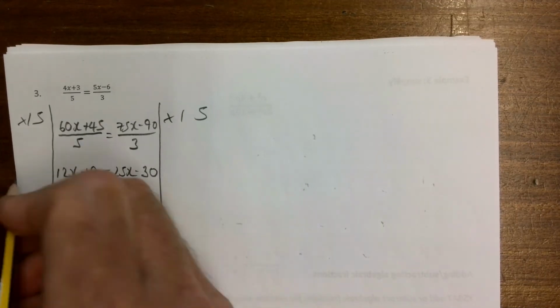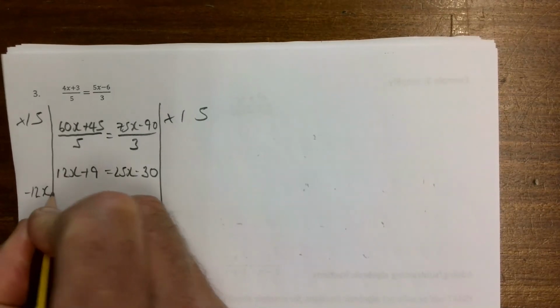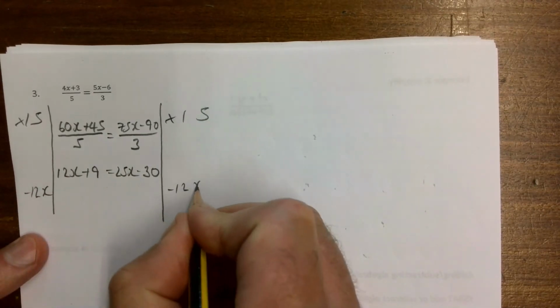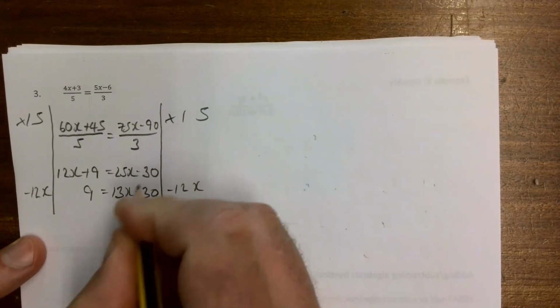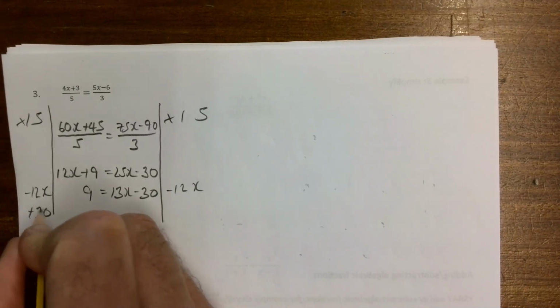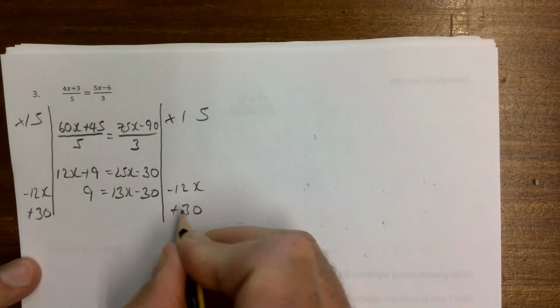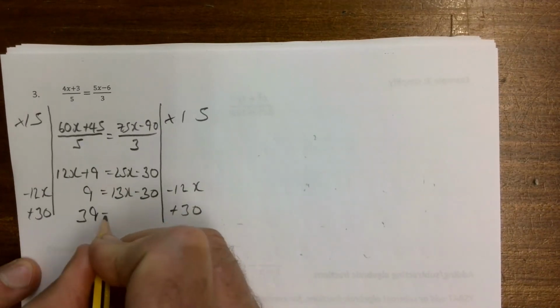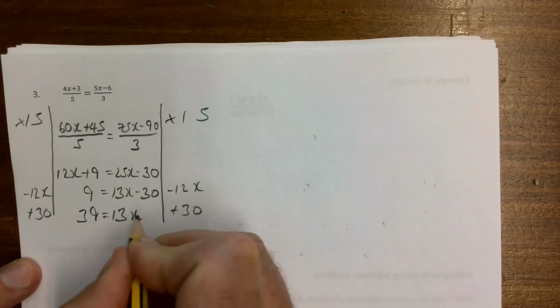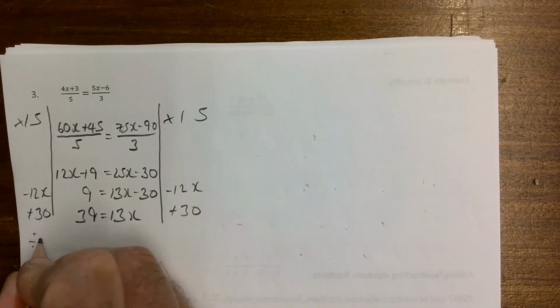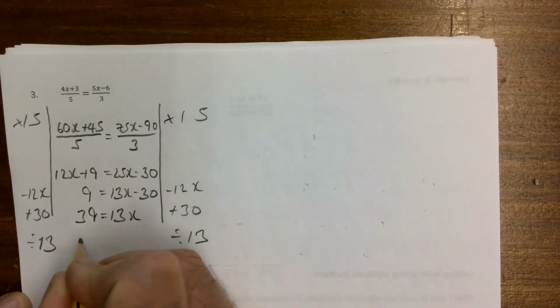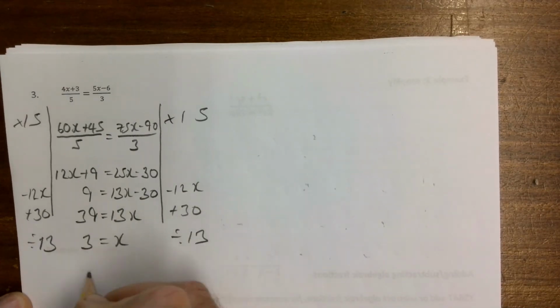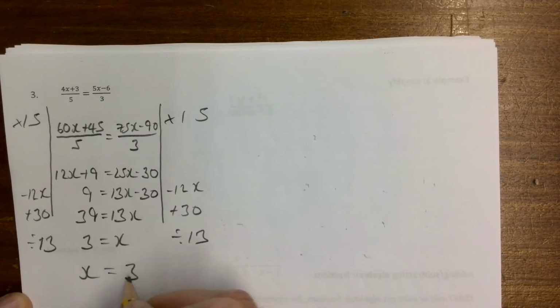And now, nice and straightforward, take away 12x from both sides. We're going to get 9 equals 13x minus 30. I'm going to add 30 to both sides. 39 equals 13x. And I'm going to divide both sides by 13. I'm going to get 3 equals x, or x equals 3.